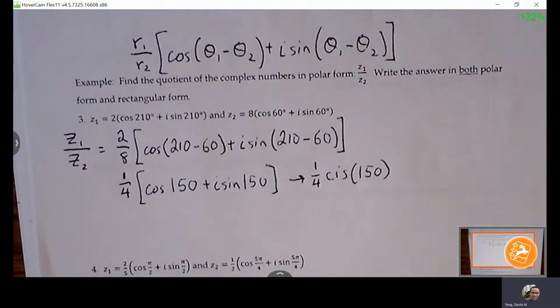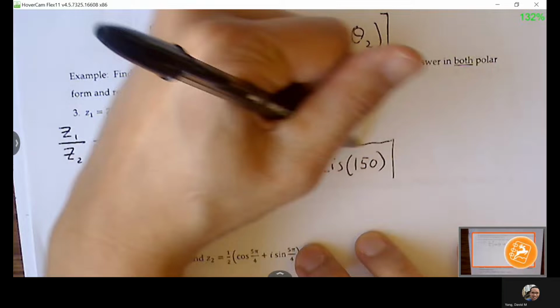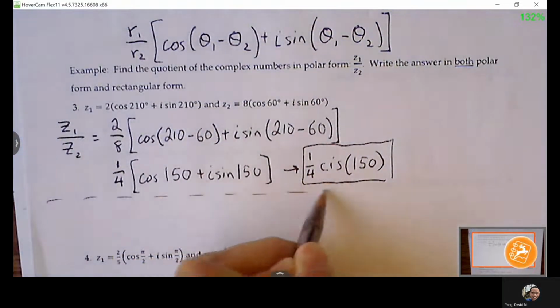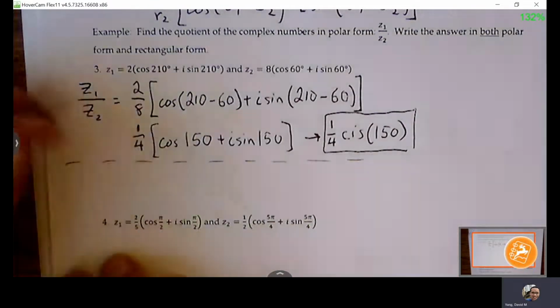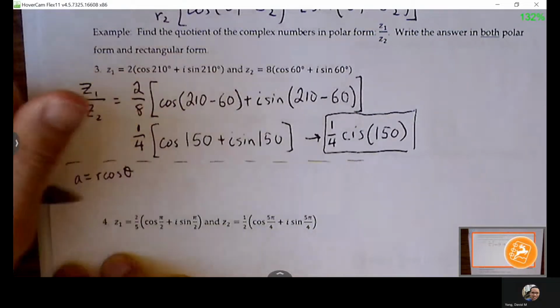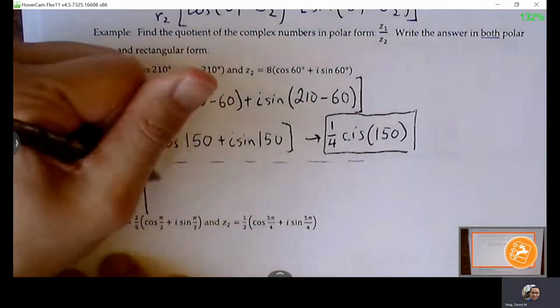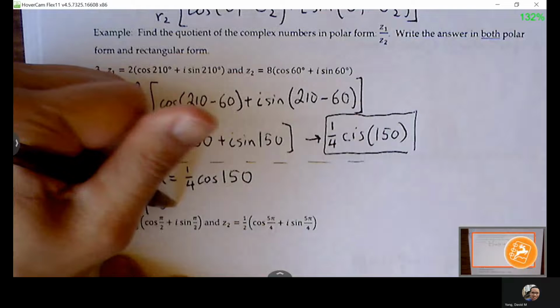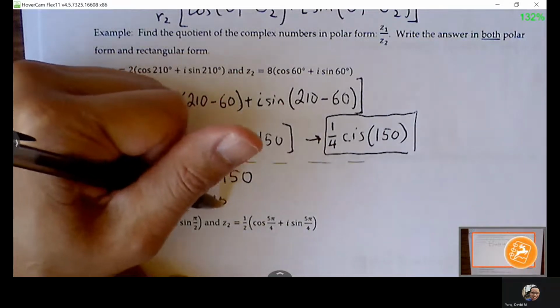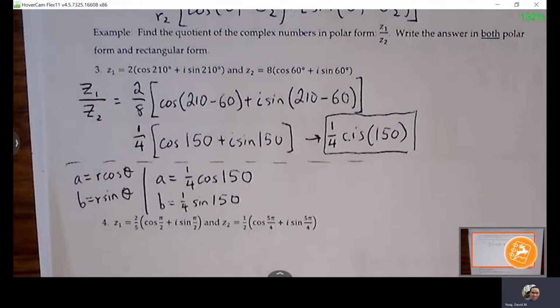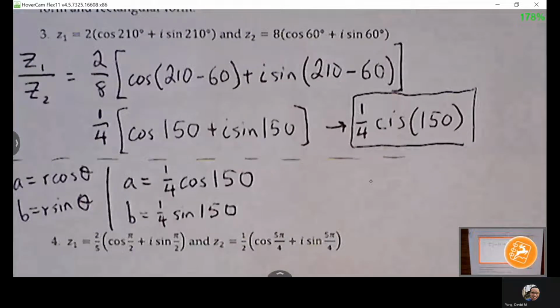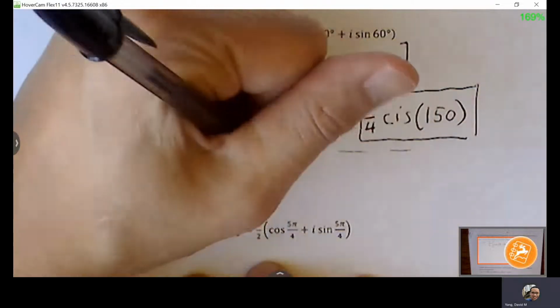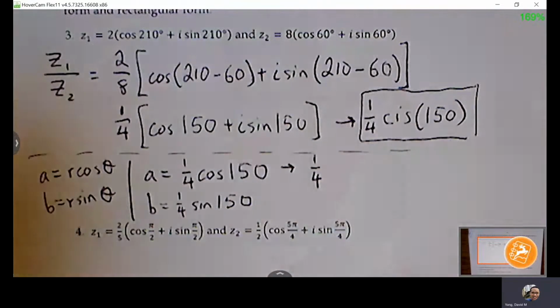Okay, great. Thank you. Okay, convert to rectangular form after this. Zoom in a bit here. Okay, cosine is negative in the second quadrant.